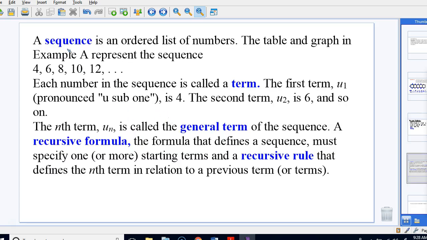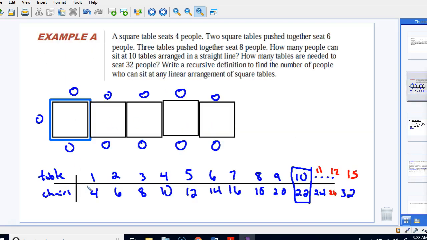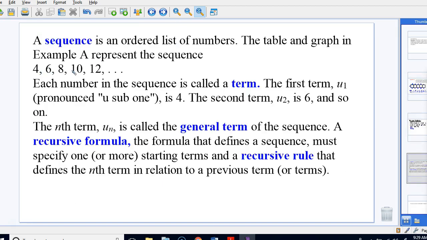So let's talk about a sequence. A sequence is an ordered list of numbers. The table and graph in example A represents a sequence. We didn't really have a graph, but this is just our sequence. 4, 6, 8, 10, 12, 14, 16, 18. That's a sequence. Each number in the sequence is called a term, and the first term, u sub 1, is 4. The second term, u sub 2, is 6, and the third term is u sub 3, which is 8, and so on. And the nth term, u sub n, is called the general term of the sequence. General because we don't have an actual number attached to it.